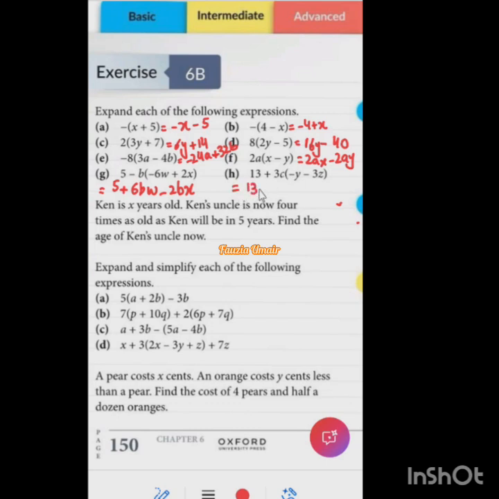All right, so let's expand this one then. 13 plus 3c, minus 3cy, minus 9z, minus 9cz, 3b. Very good. That's right.